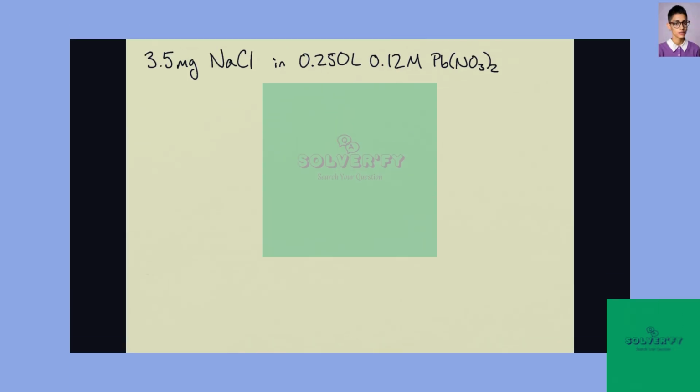We want to know whether a precipitate will form if we dissolve 3.5 milligrams of NaCl in 0.250 liters of 0.12 molar Pb(NO3)2. The precipitate that would form is PbCl2. And if we write out the equation for a saturated solution of this, it would partially dissociate to Pb2+ and 2Cl-.